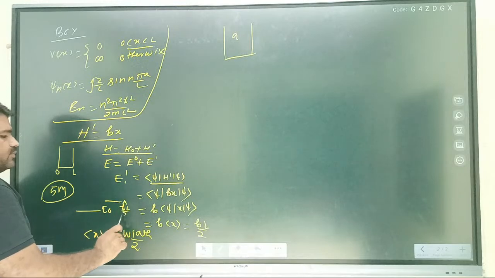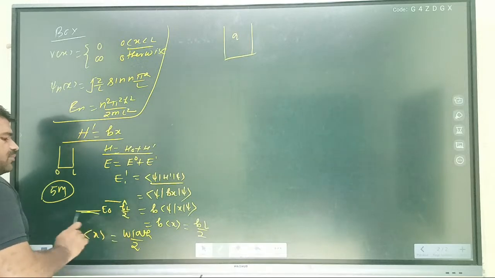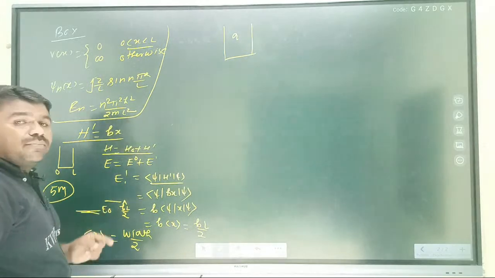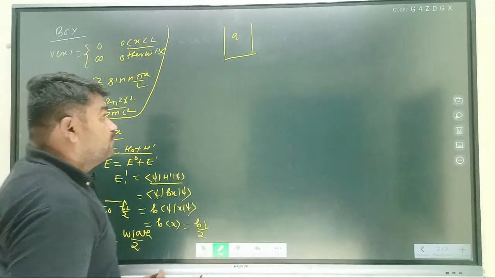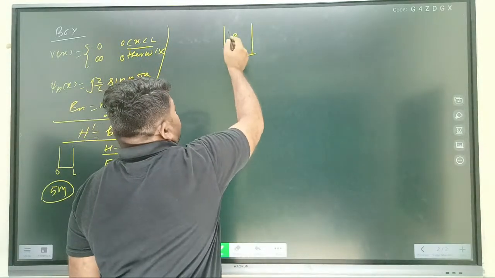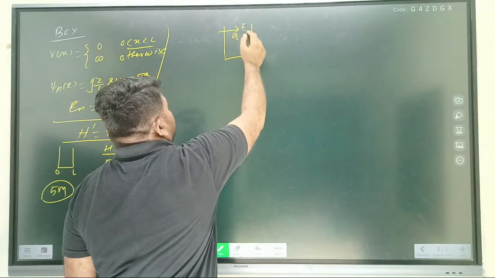This is BL by 2. Okay, this is the ground state for the unperturbed case. This is the ground state of the perturbed case. Clear? Now, suppose a charged particle is present here and we apply an electric field on this particle.